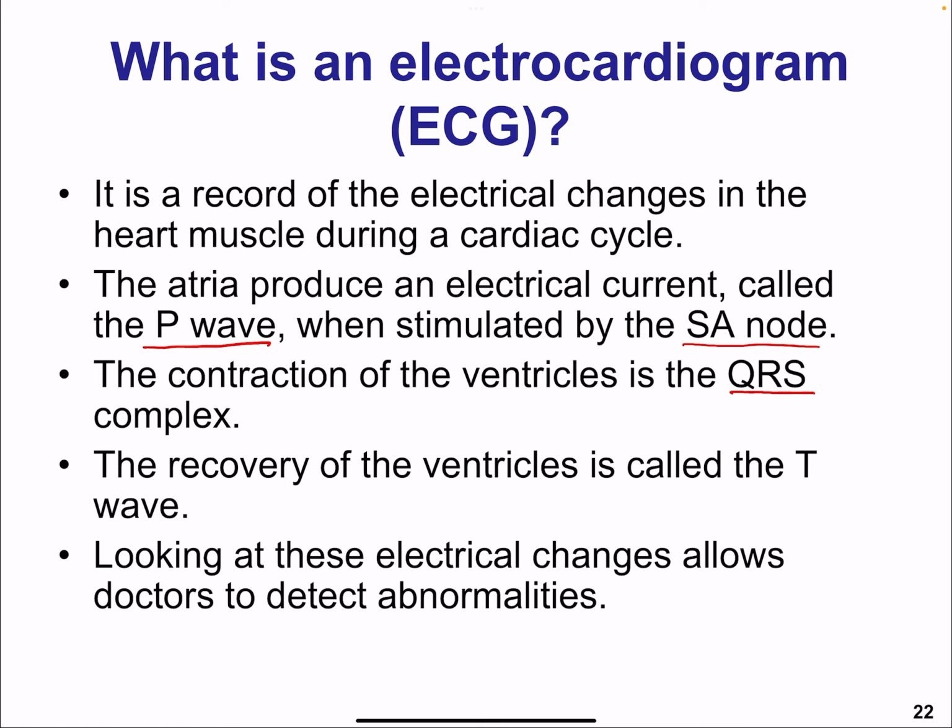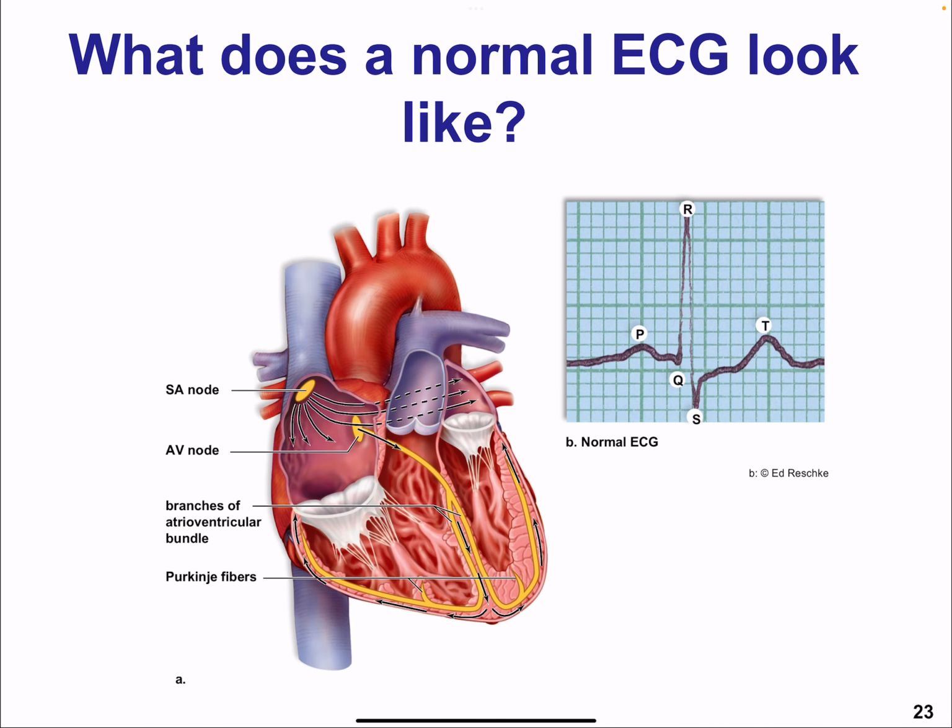And after that, the heart is going to recover. The recovery is also recorded as the T wave. That T wave is the relaxation of the ventricles. And again, looking at the recording, we can tell if a patient is healthy in terms of the cardiac muscle tissue, or not. So typically, this is the recording we are going to have.